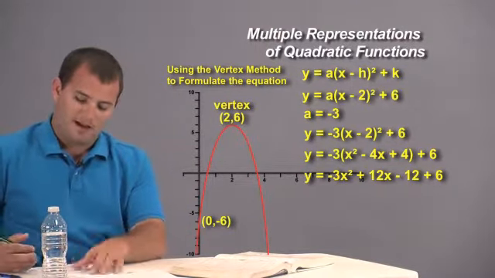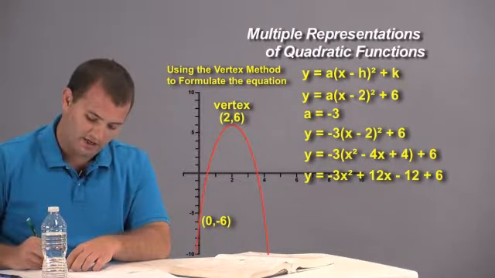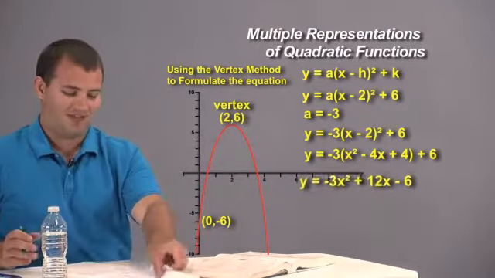And now we're just going to add the plus 6 to the negative 12, and we have that y is equal to negative 3x squared plus 12x minus 6. And that's our equation. And we're done.